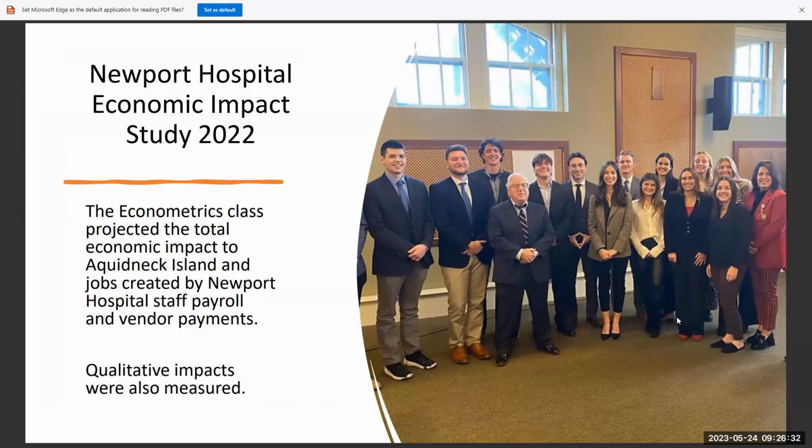This week is something we did for Newport Hospital, an important community partner, celebrating in 2023 their 175th anniversary. Newport Hospital, like many of our clients, certainly has an economic impact in the community, but they also are partners in many qualitative ways. And it's important to demonstrate that.